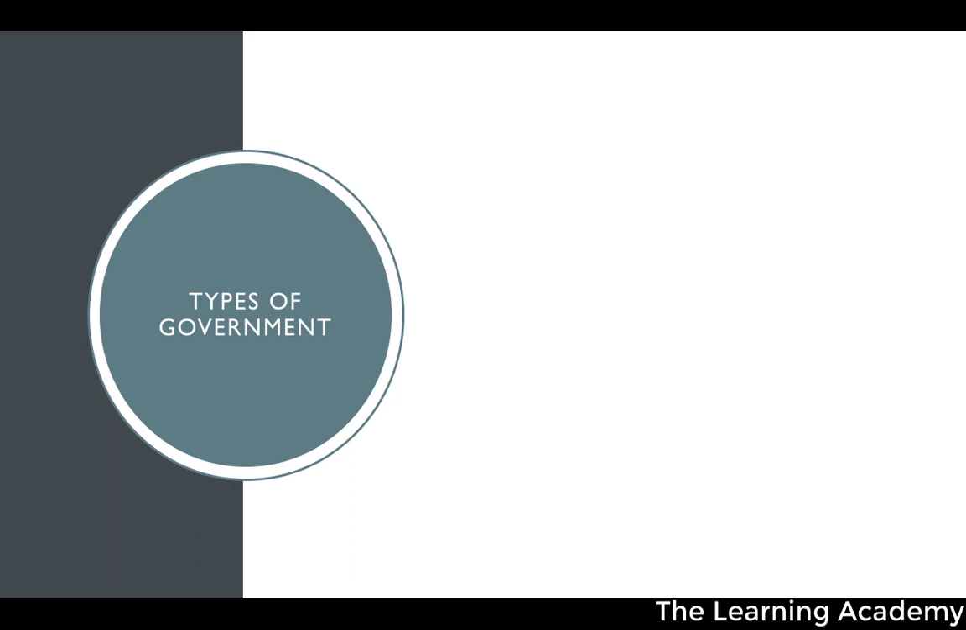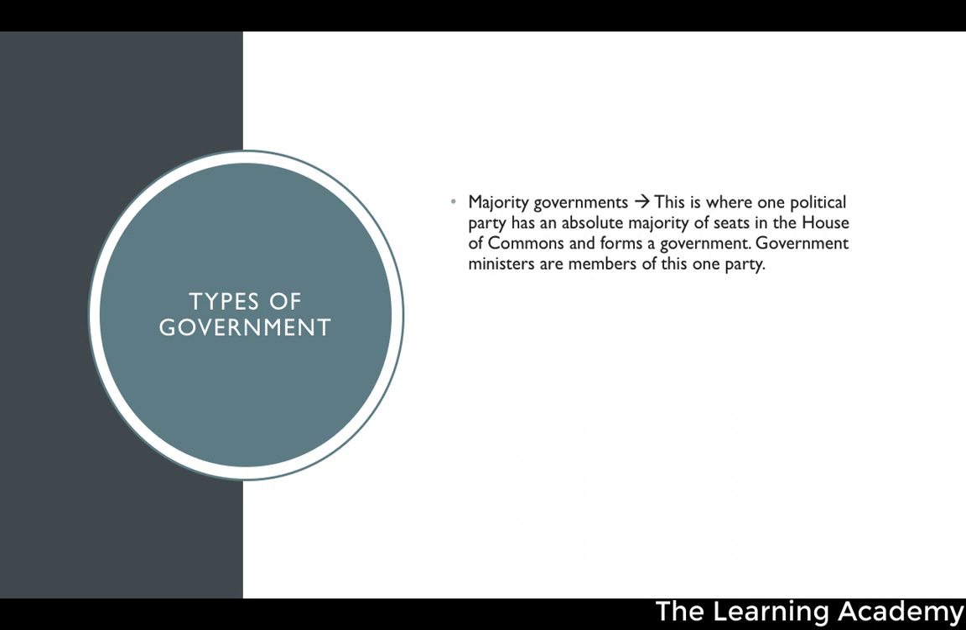So with that being said, we're going to have a little look at the types of government that can be formed when we have a system like this. So we can have a majority government, and this is where one political party has an absolute majority of seats in the House of Commons and forms a government. The government ministers are members of this one party. Examples of majority governments would be Blair in 1997, that had the largest majority in history. We also have the Conservatives in 2015.